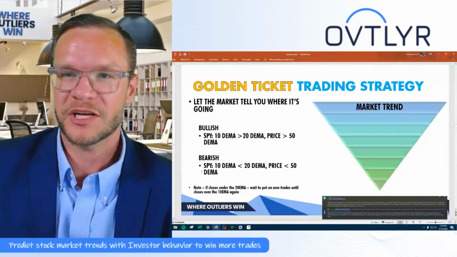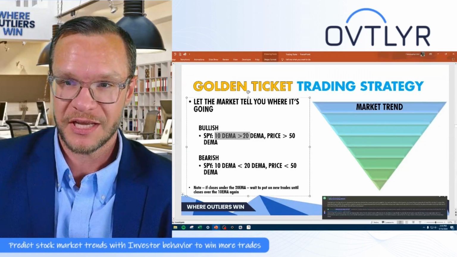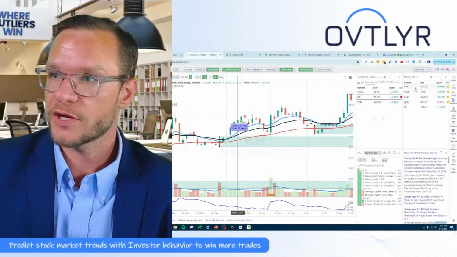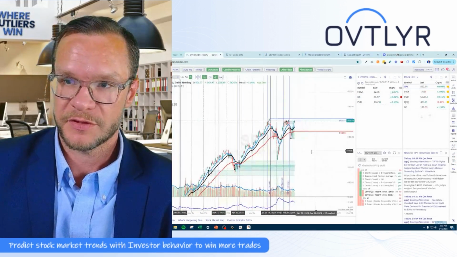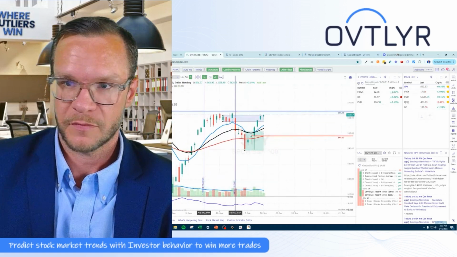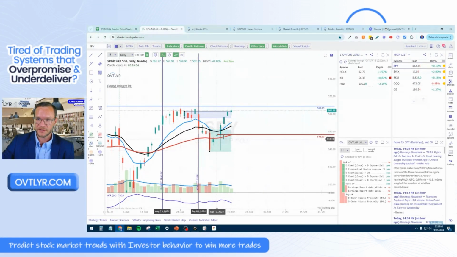So the golden ticket trading strategy always starts with the market, and it's going to let the market tell us which direction it's going, with a 10 over the 20, price over the 50 on the SPY. So let's go to the SPY real quick. There we go. And that's what we have here. We have the 10 over the 20, price over the 50.